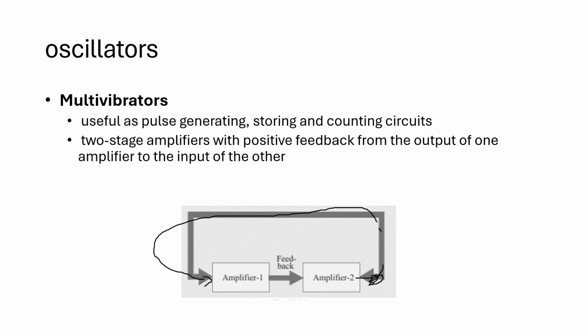So there are three types of multivibrators. We have what we call the astable type or the non-driven type. We have the monostable or the driven type. And we have the bistable, which is also a driven type multivibrator. Driven type is also called triggered oscillators.